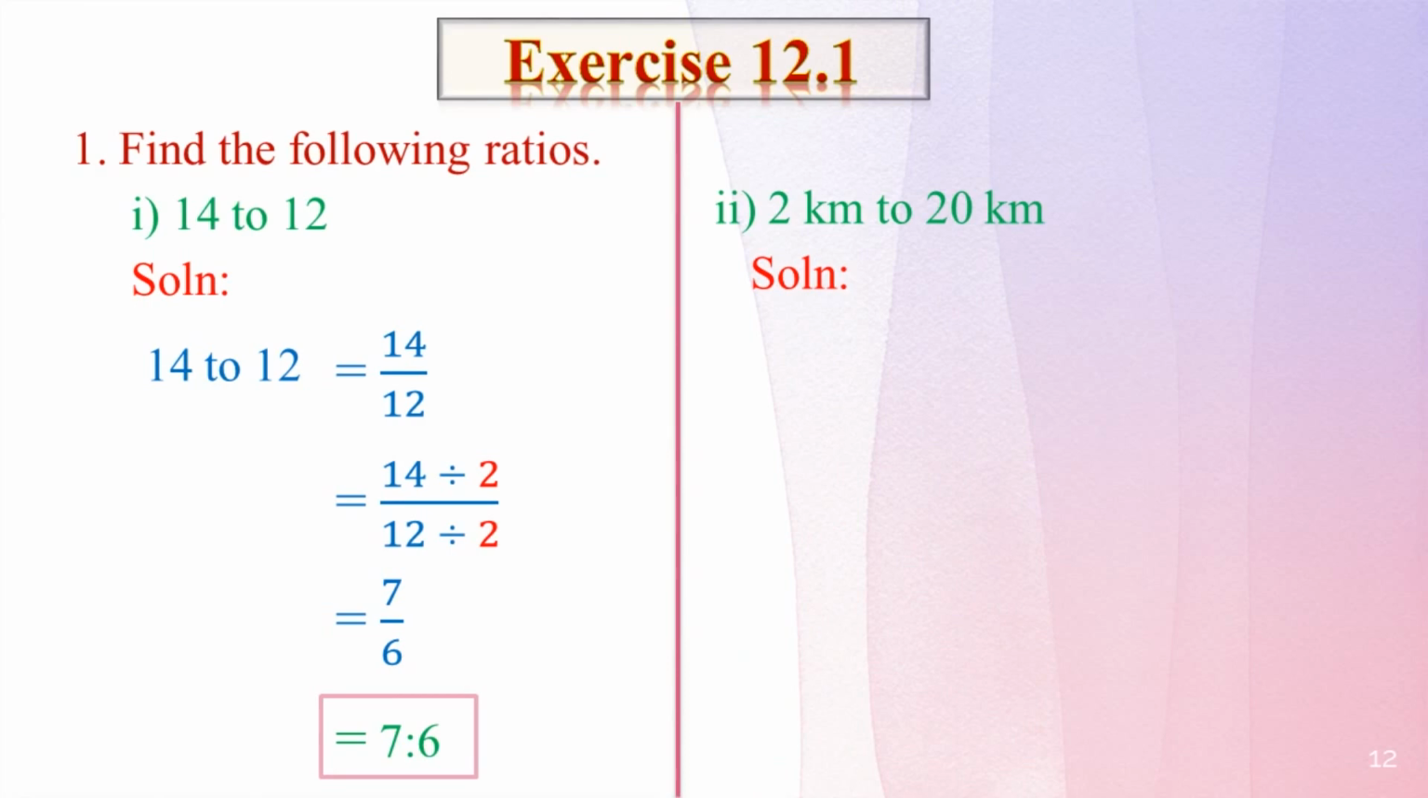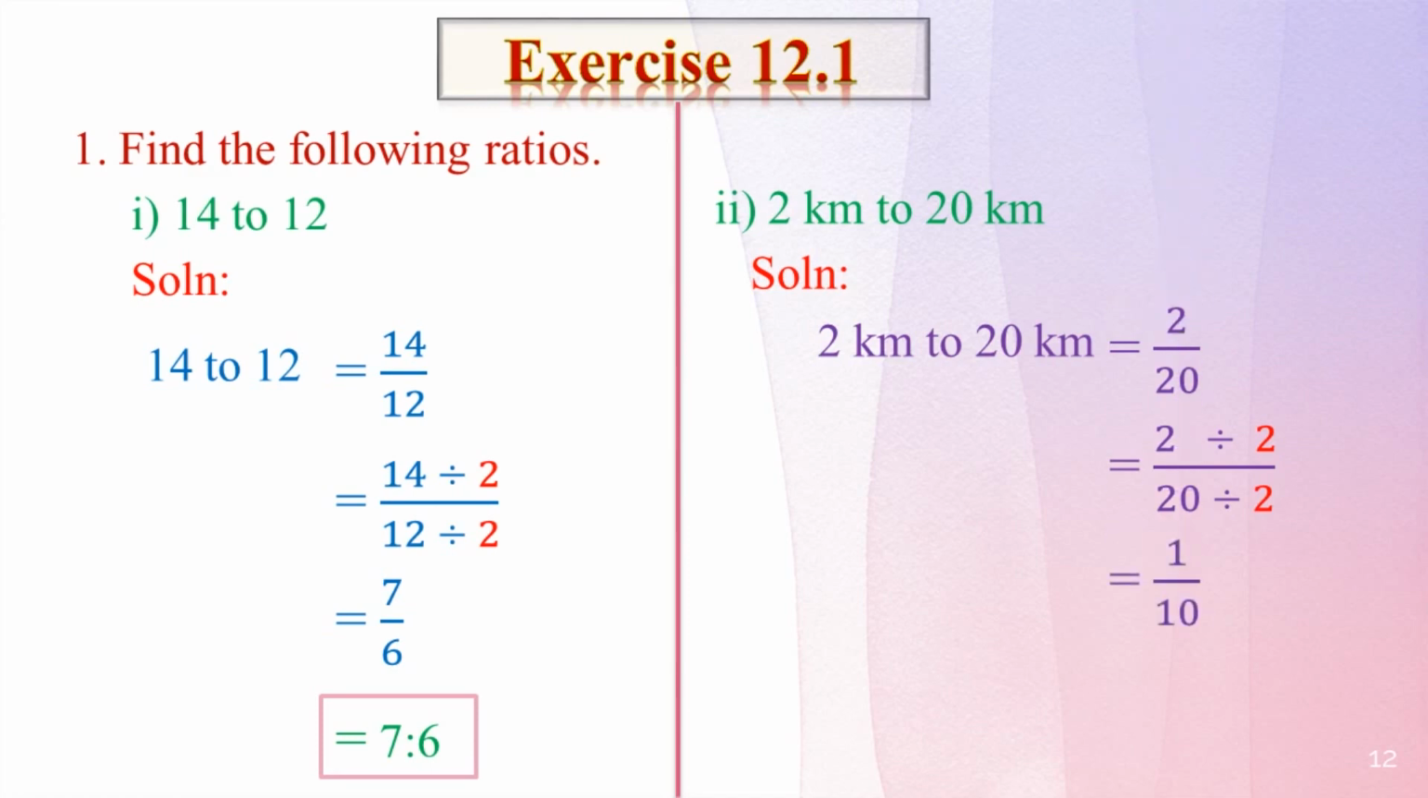Then the second one, 2 kilometer to 20 kilometer. Write in fraction, that is 2 by 20. The common factor of 2 and 20 is 2. When you divide the numerator and the denominator by 2, we get 1 by 10. Now write the ratio, that is 1 is to 10.